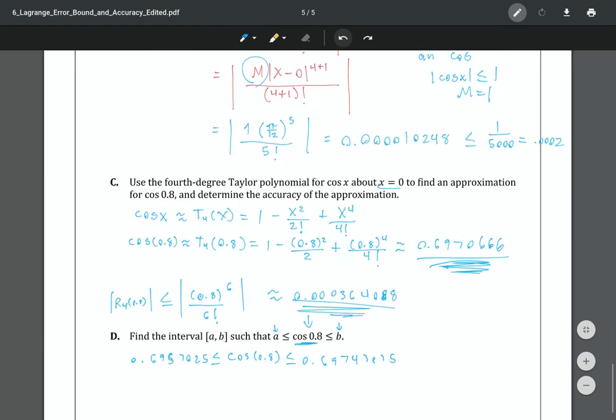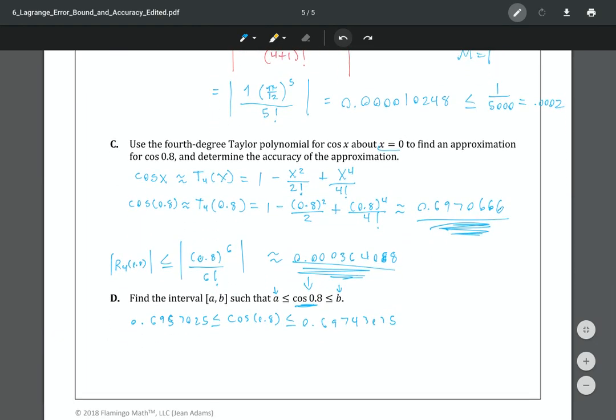Now, on C, kind of a different problem, right? Still using the same function, all right? We want to use the fourth degree Taylor polynomial, just like we did on the last one, okay? Now we're going to plug in a 0.8 just like we did on the last one, and now it wants us to determine the accuracy of the approximation.